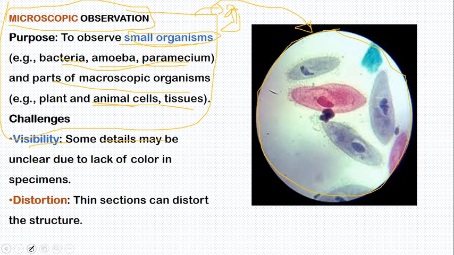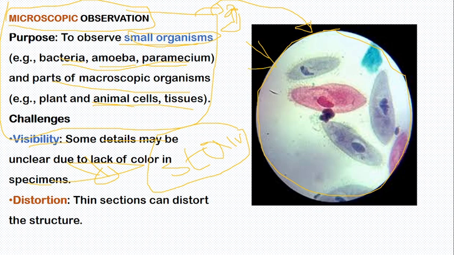Means to increase visibility, I will teach you what you call staining, okay? Due to lack of color, those specimens which don't have color, under the microscope you can't see anything, okay? Now how can you solve that problem? There is a thing called staining. When you say staining, it's just to put color on the object which doesn't have color, so that you can observe it under the microscope.